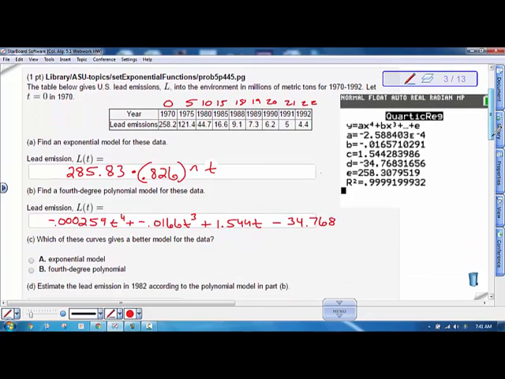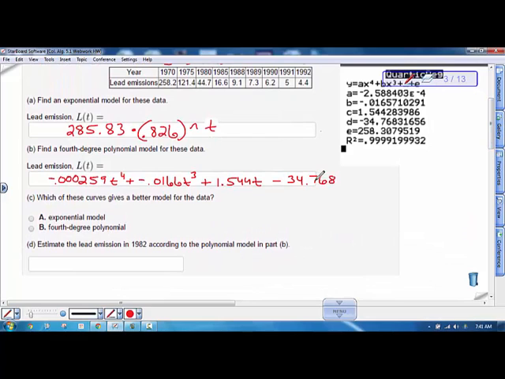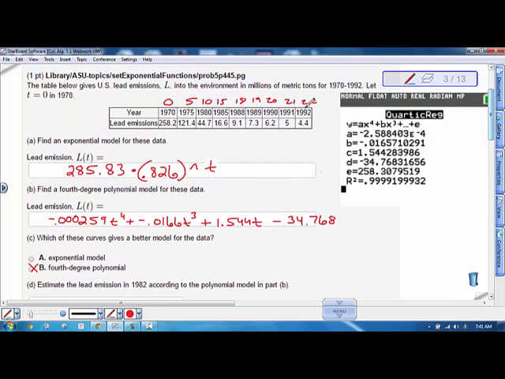I don't think WebWork accepted mine, so we might have to just give you credit for this one if you can't get yours to work either. I know it's a tough one to enter in. But the fourth degree polynomial was the better fit. And then estimate in 1982. The best way to do that is, in 1982, that's 12 years after we start.